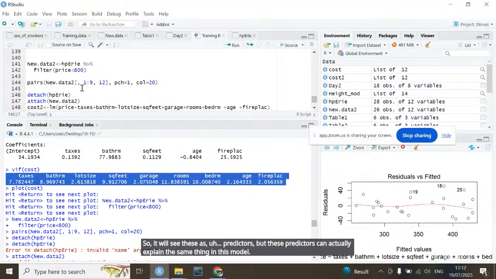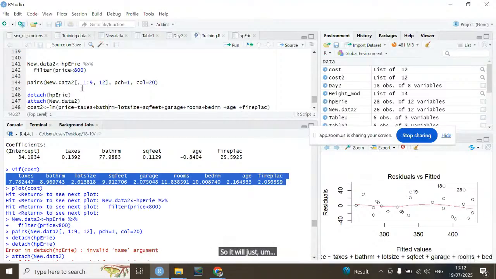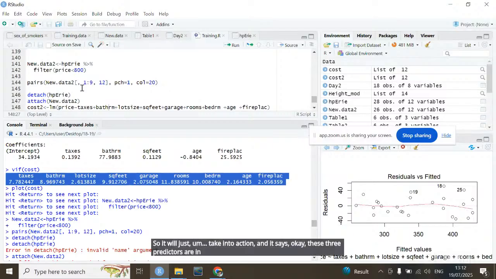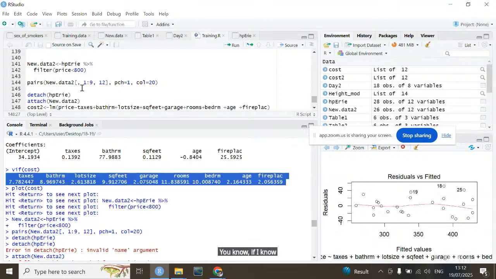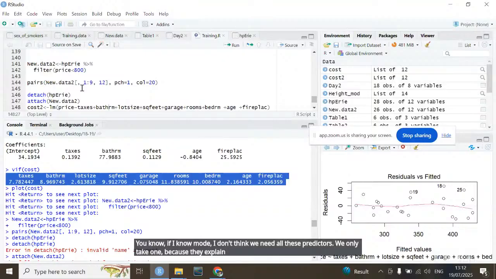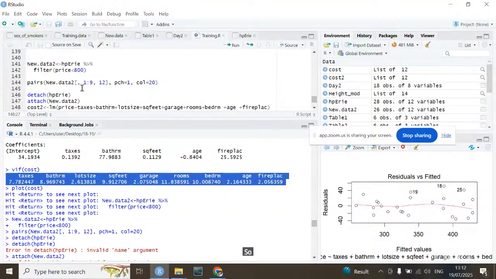So it will take into action, and it says, okay, these 3 predictors are in this model, but in our final model, I don't think we need all these predictors. We only take 1 because they explain the same thing in our model. So it picks out 1, the most fit predictor, and it picks out what we call the square feet.